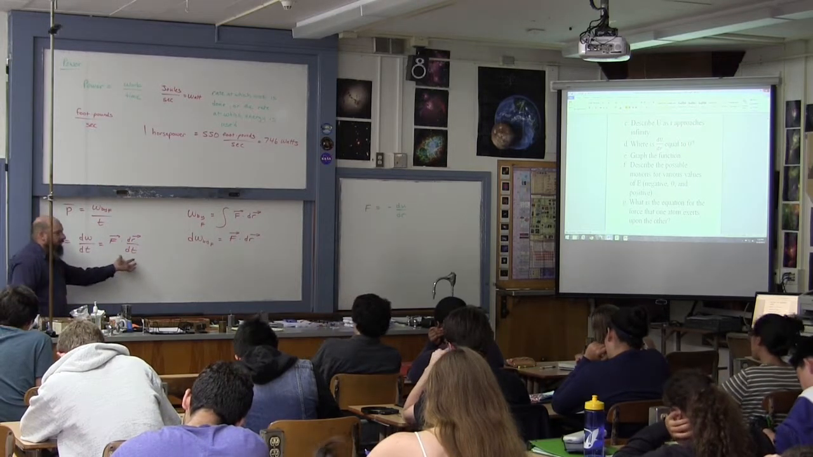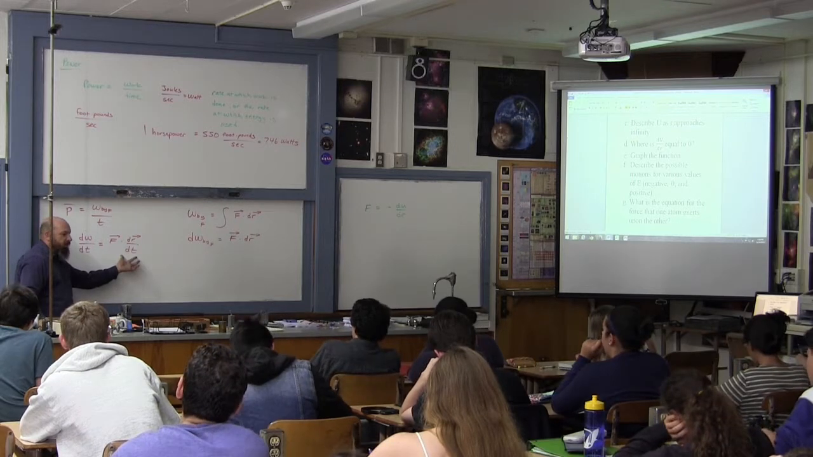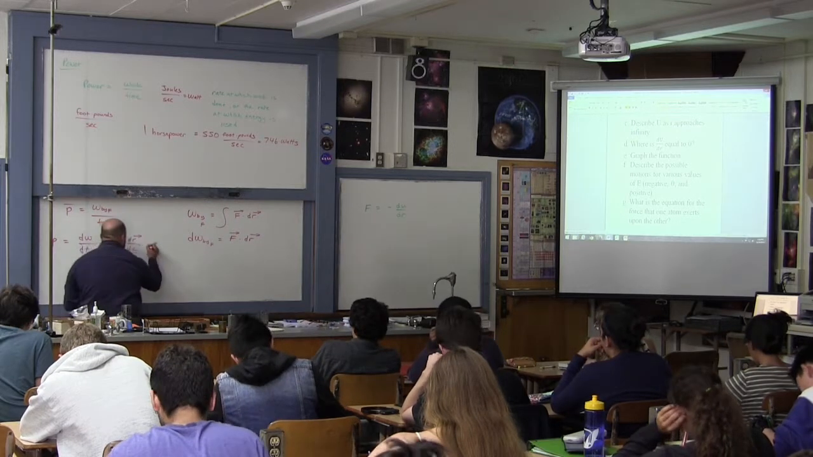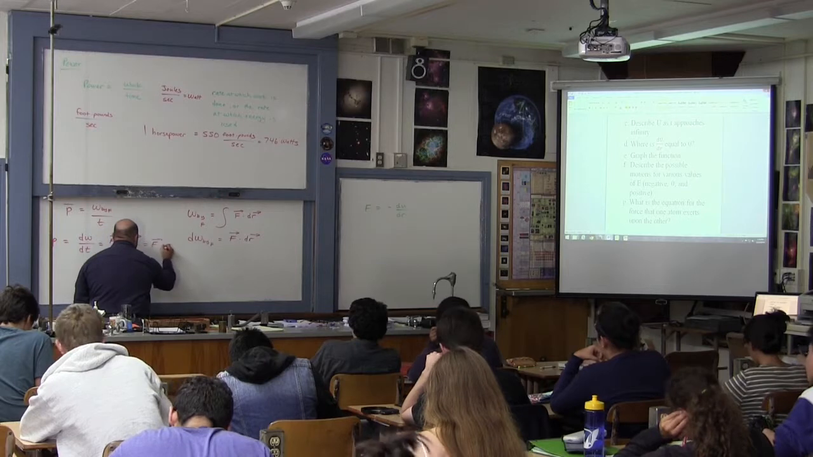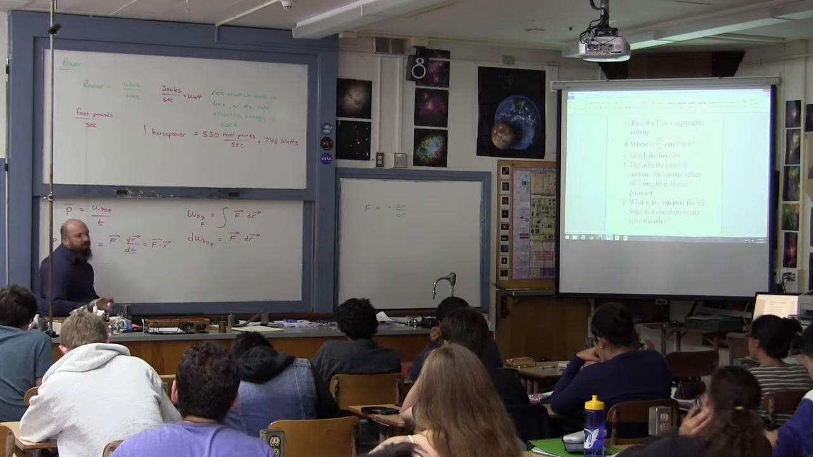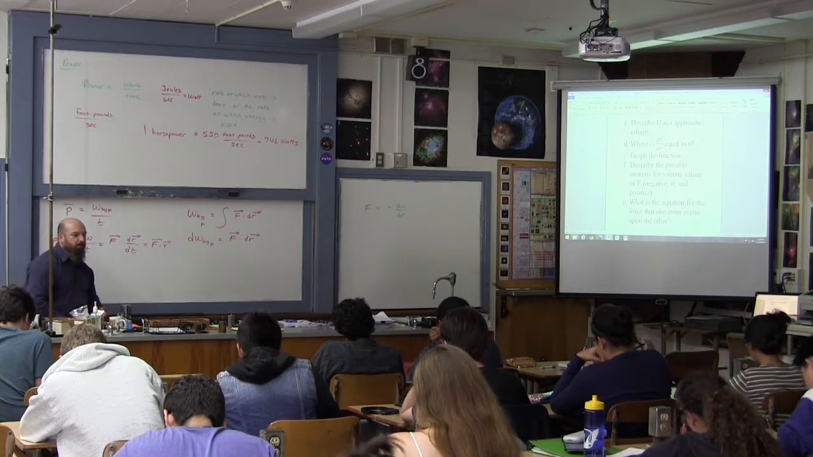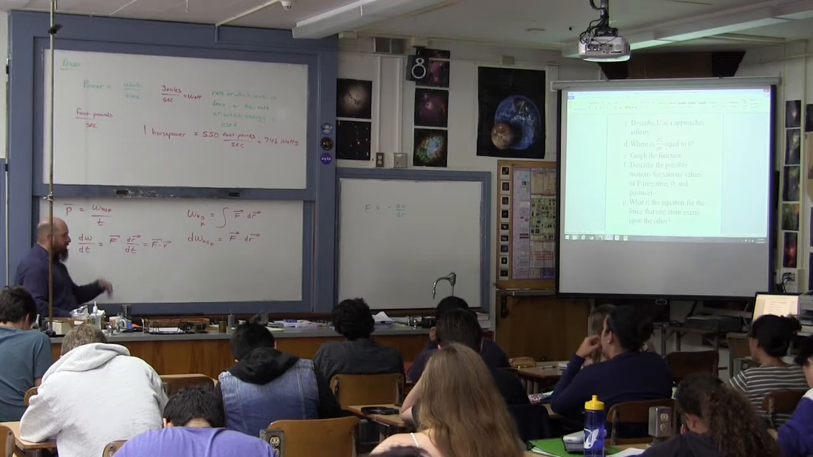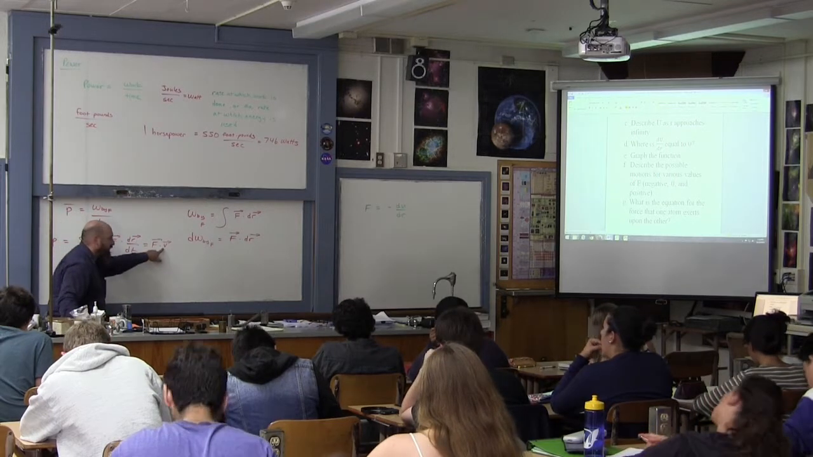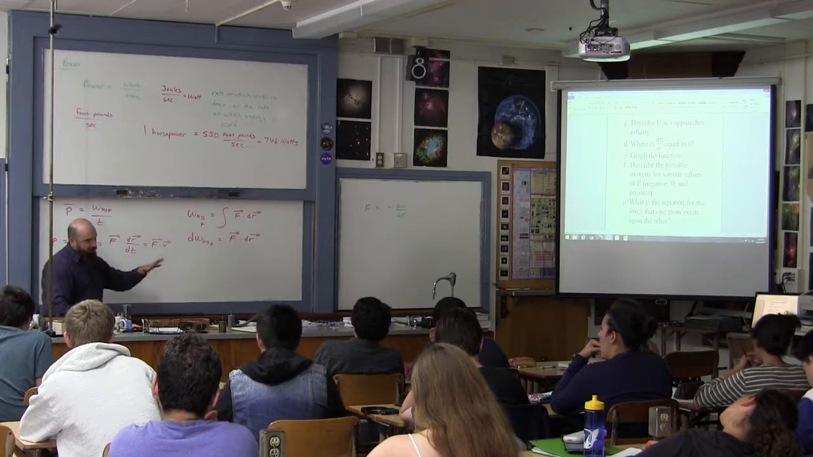Notice right here, I have the derivative of position with respect to time, which is velocity. So therefore, instantaneous power is force times speed. But it's the dot product between the force vector, whatever it is that's applied, and the velocity of the object the force is applied to.